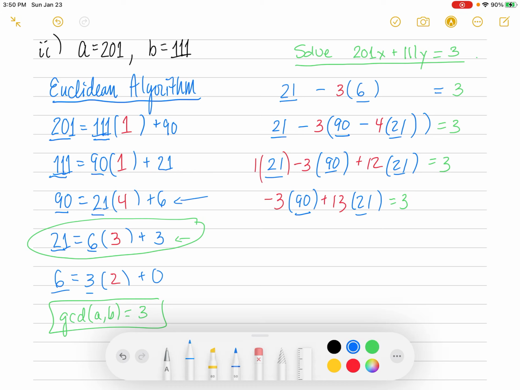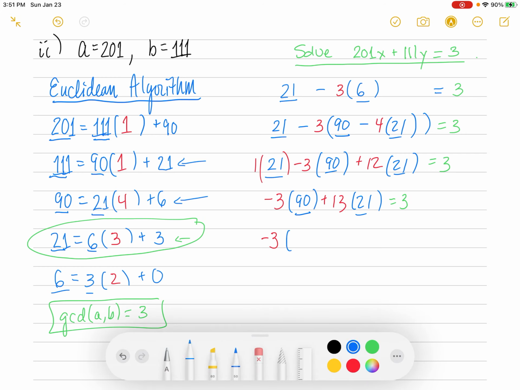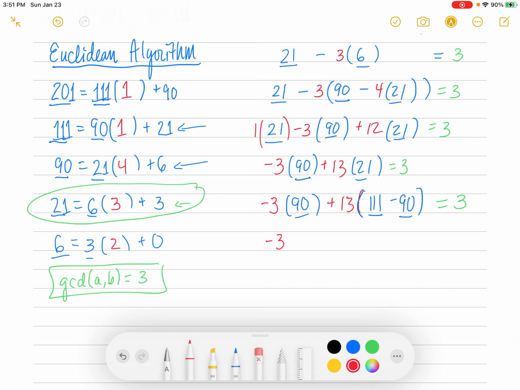So now I check my two blue numbers. They're 90 and 21. I look at my smaller number, 21, and see, is that one of my originals? No, my originals are A, 201, and B, 111. So I take this next equation up with a remainder of 21, and we're going to replace the 21 with 111 minus 90. So I got negative 3 times 90 plus 13 times, instead of 21, I'm going to write 111 minus 90. It's using the second equation, just getting 21 by itself by taking 111 minus 90. All this is equal to 3 here.